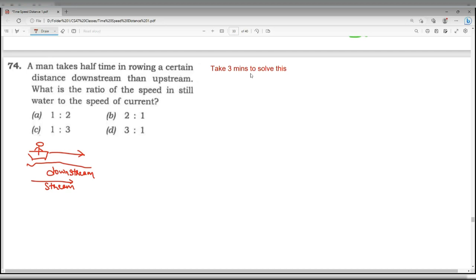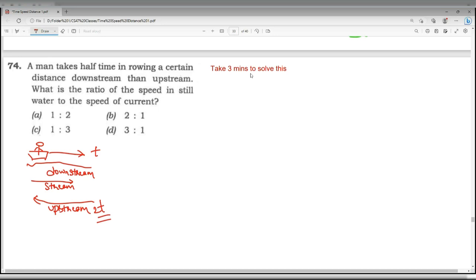So if for downstream he's taking T time, then for upstream he's taking 2T time. That's what they're saying. A man takes half the time in rowing a certain distance downstream than upstream. What is the ratio of the speed in still water to the speed of the current?